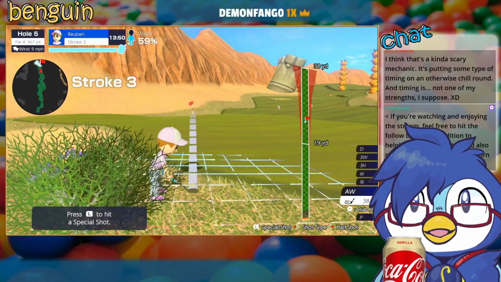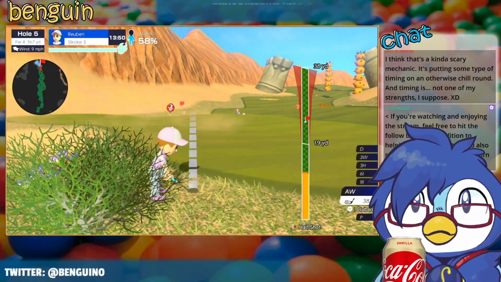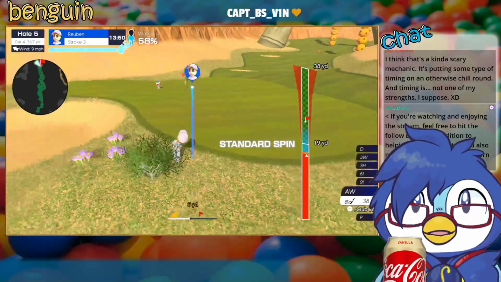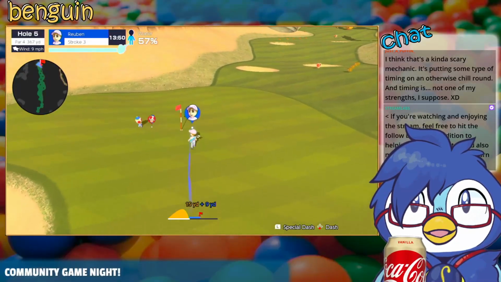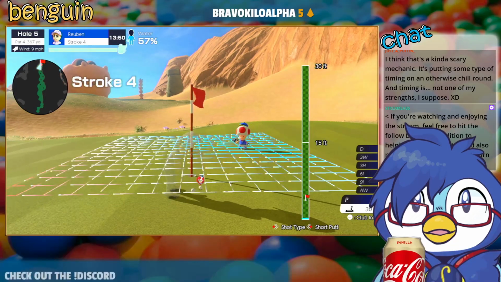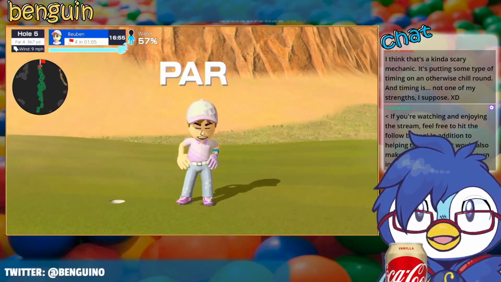Okay, there's a bit of wind. Let's adjust. Let's see how this is. I think we over-adjusted. There we go. And it's in. Nice job.